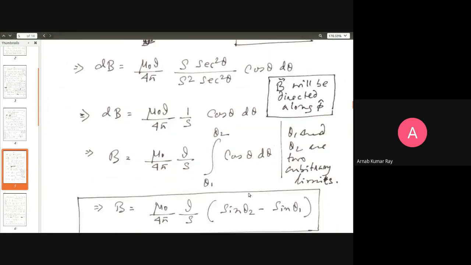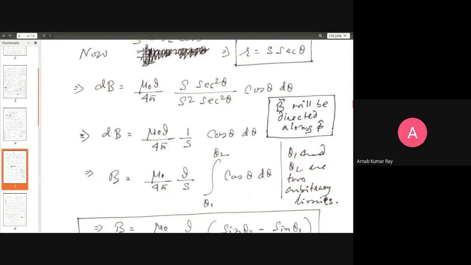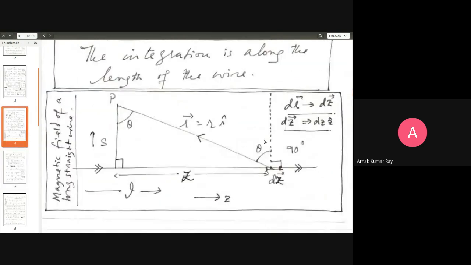Let us go back to the diagram. B will be directed along phi cap. I have written over here. Let's go back to the diagram. This is a cylinder. The cylinder is lying on its side. You are aware of cylindrical coordinates. Z is the axis of the cylinder. S is the radius of the cylinder from the Z axis, and phi is the angle going round and round, pointed tangentially to the curved barrel face of the cylinder.